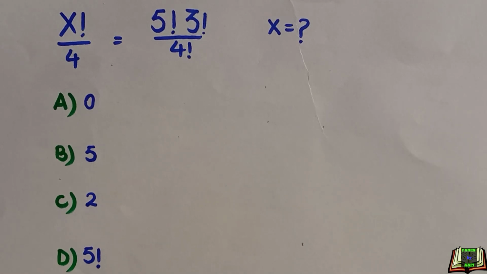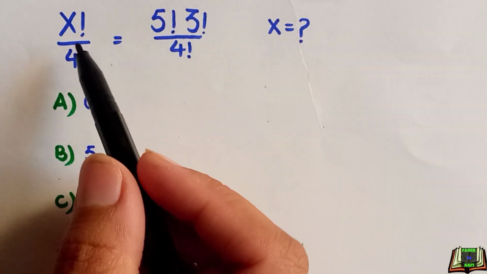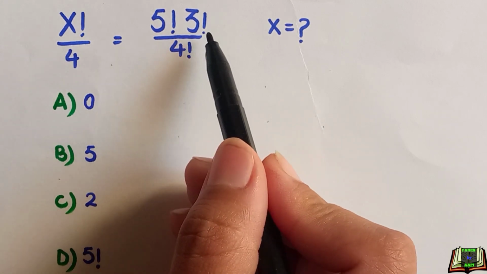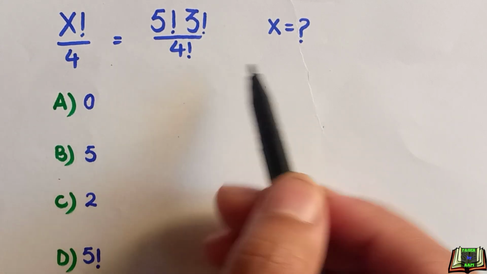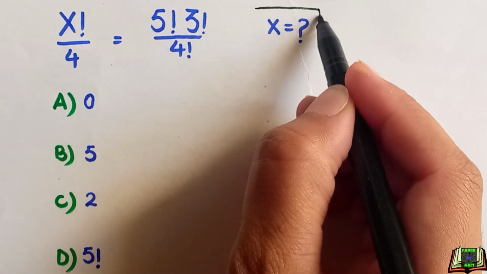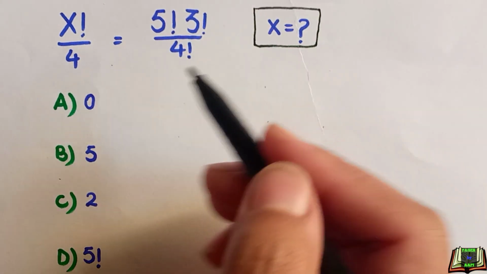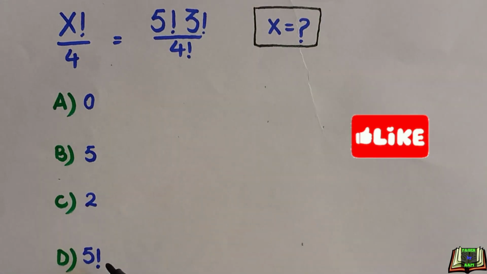Welcome you to another interesting factorial question. If x factorial over 4 is equal to 5 factorial times 3 factorial over 4 factorial, then we have to find x in this question. Four values are given and we have to find the correct one. So let's see its solution.